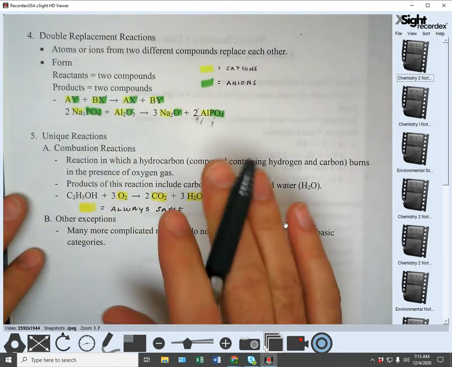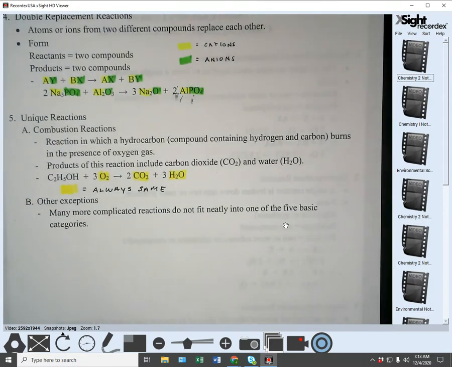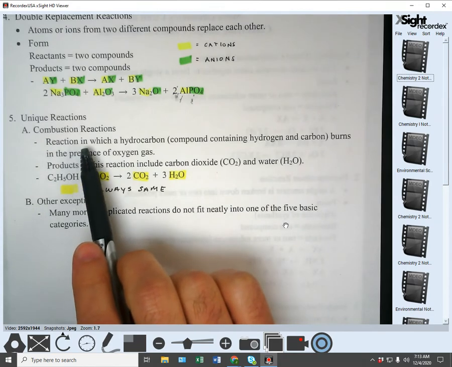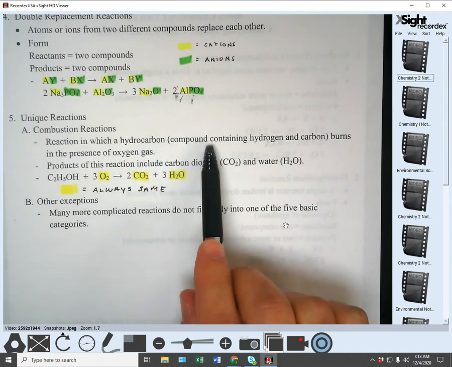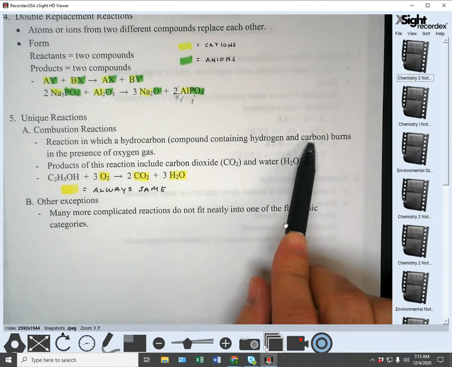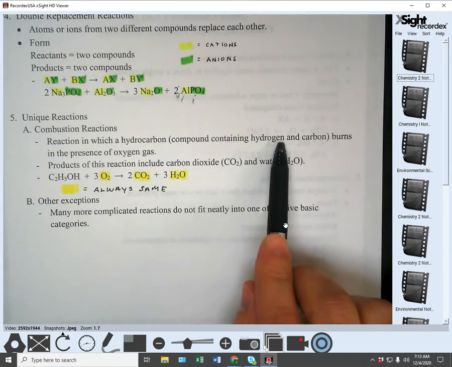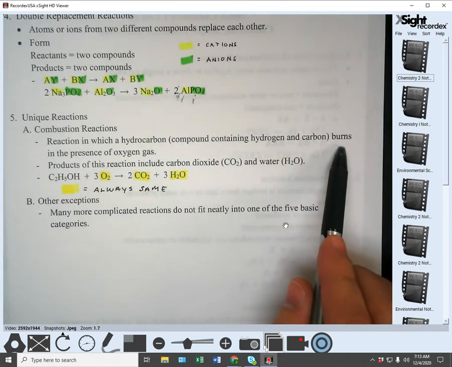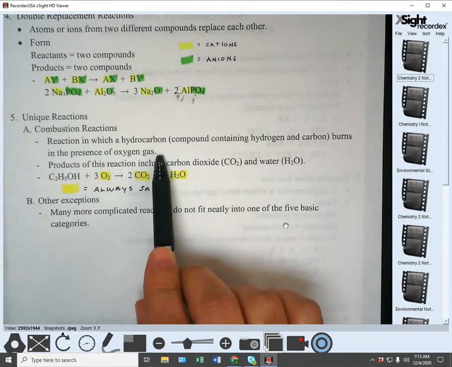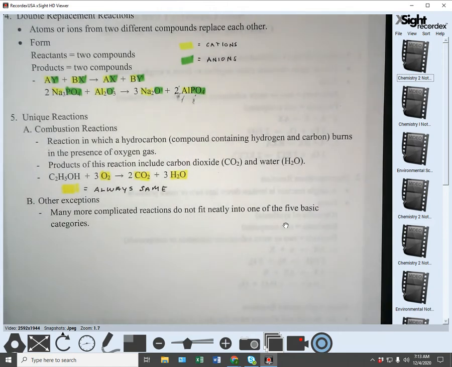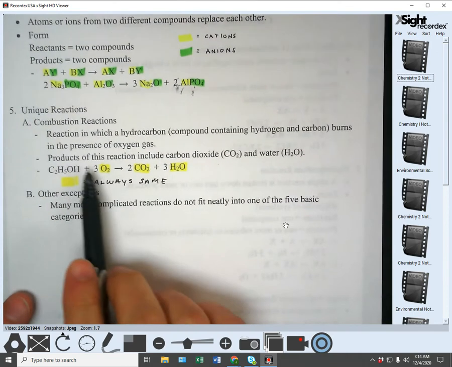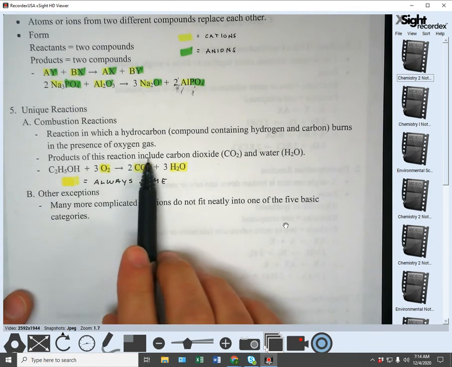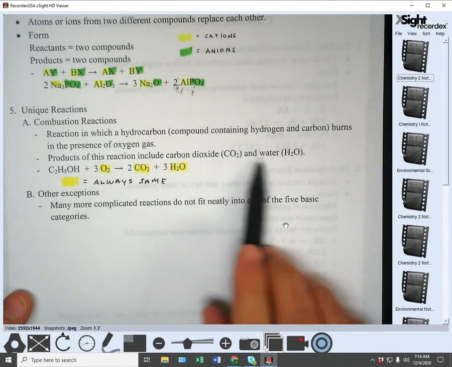Okay. The one that we are going to learn is a combustion reaction. In a combustion reaction, a hydrocarbon, which is a compound containing hydrogen and carbon, sometimes oxygen, but it has to have hydrogen and carbon, burns in the presence of oxygen gas. So burning paper, burning a piece of wood, whatever, those are combustion reactions. Okay. The products of this reaction include carbon dioxide, CO2, and water, H2O.